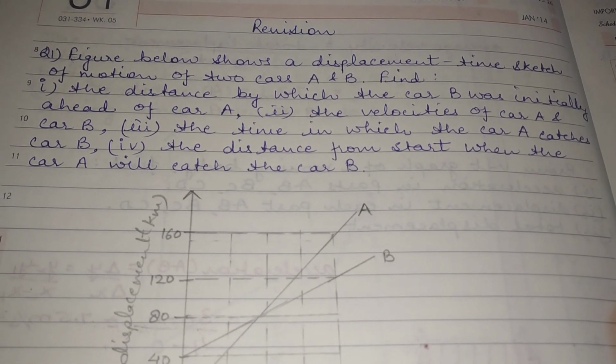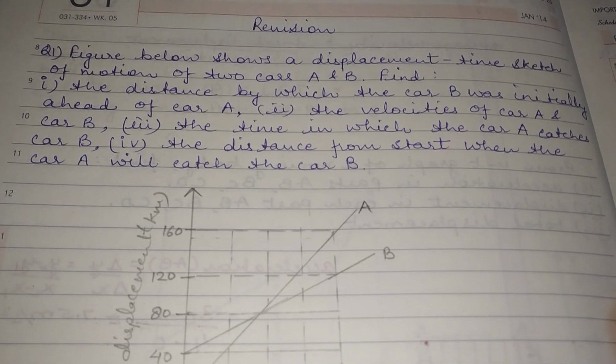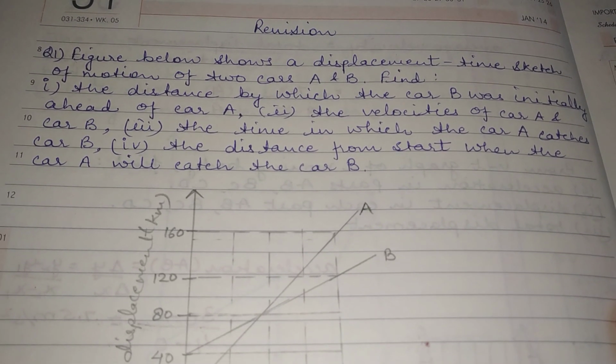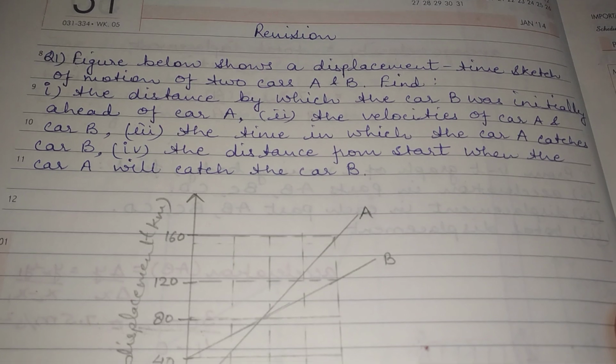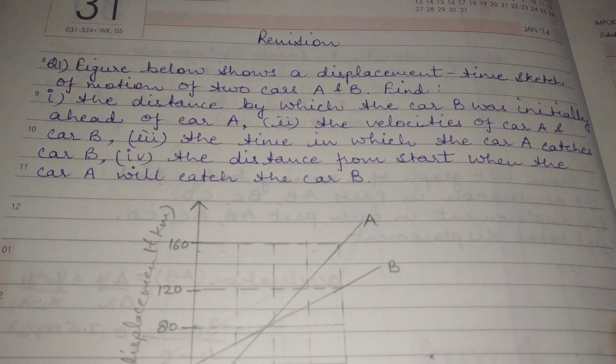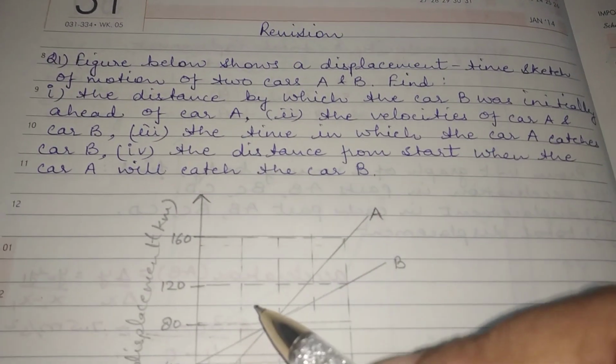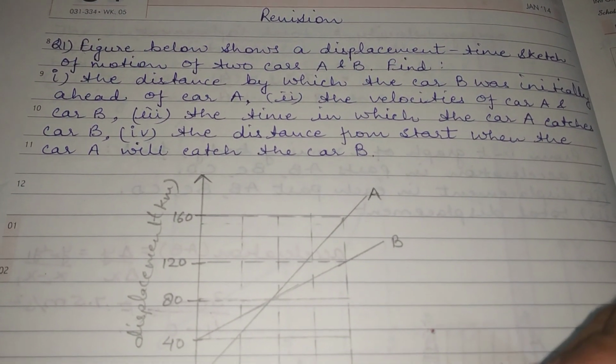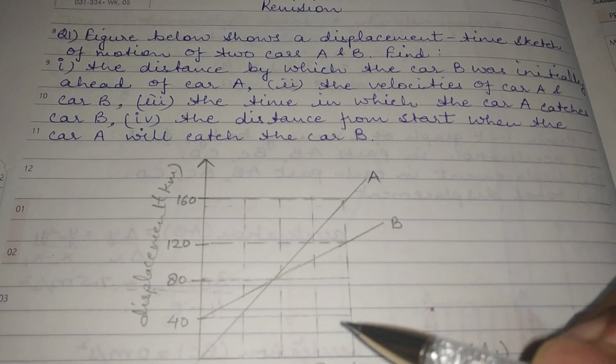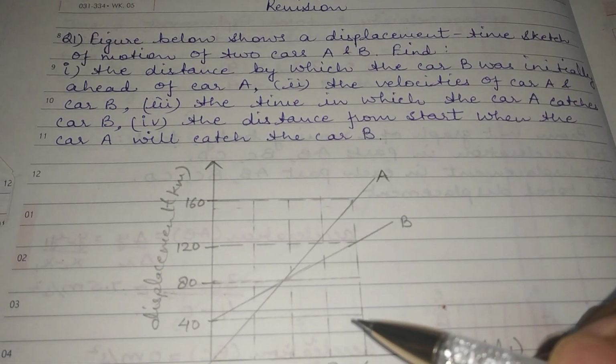In the last week we did numericals that were based on average speed, average velocity, distance time graph and velocity time graph. Today we will first discuss a displacement time graph and then we will move on to the numericals based on equation of motion.